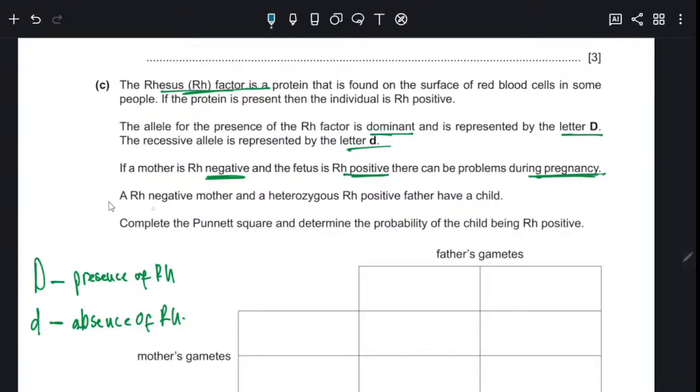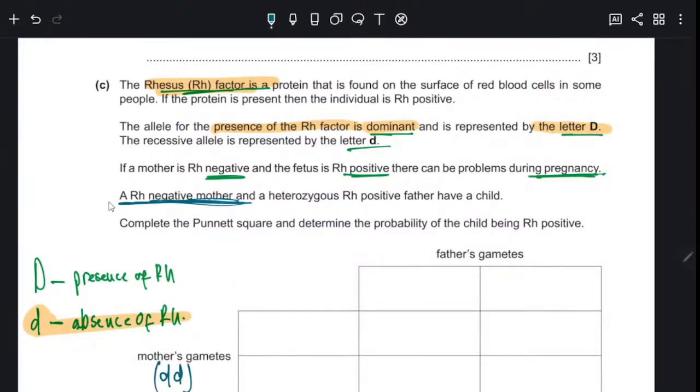Complete a Punnett square. This is an RH negative mother, right? Class, this mother is RH negative. What does it mean if this mother is RH negative? She doesn't have RH factor. And how do you have RH factor? They said the presence of RH is represented by D and is dominant. So if the mother is negative, that means she only has these recessive alleles. So the genotype of mom is small d, small d.